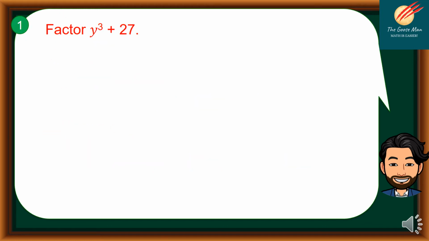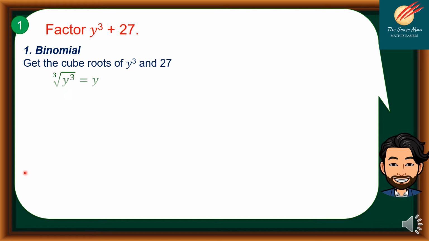So let's consider problem number 1. Say for instance, factor y cubed plus 27. The first thing that we will do is get the binomial. That is, get the cube roots of y cubed and 27 respectively. The cube root of y cubed is equal to y, while the cube root of 27 is equal to 3. Therefore, in the binomial, we have y plus 3.